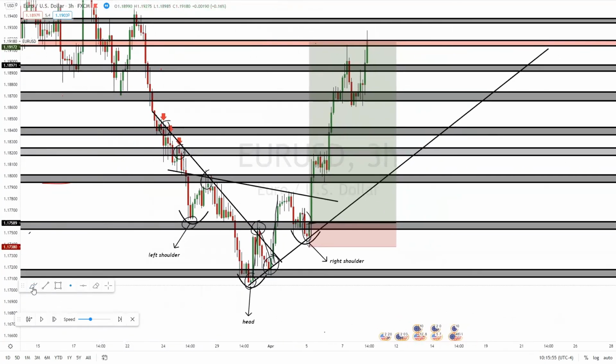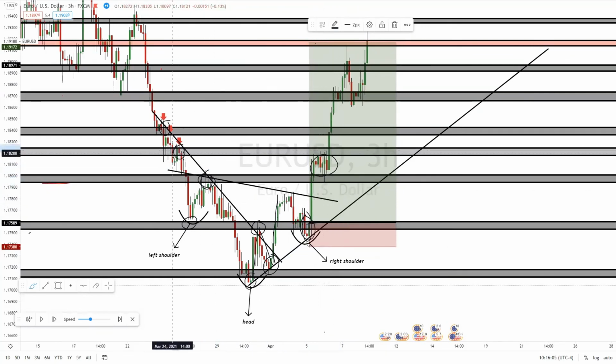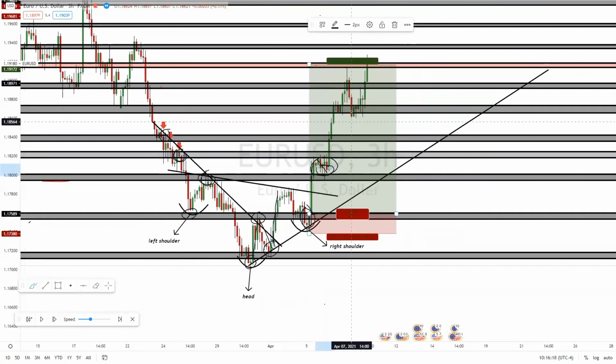Remember we said before, if you did not enter right here at the right shoulder, you could have entered right here on the break and retest of the neckline, right? Because you see this was the pass. It broke above here, pulled back. You could have gone in for another buy and still made all that money to the top side. So this right here was a very, very simple trade. We are making over 100 pips just off of this very simple inverted head and shoulder pattern.